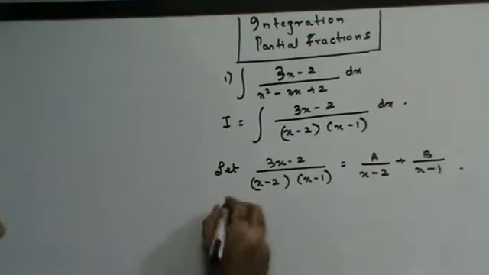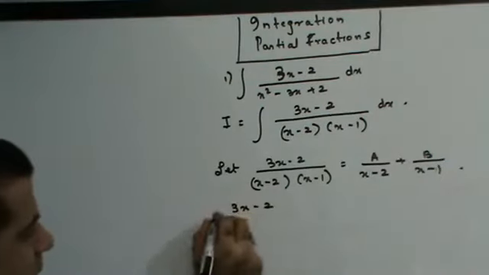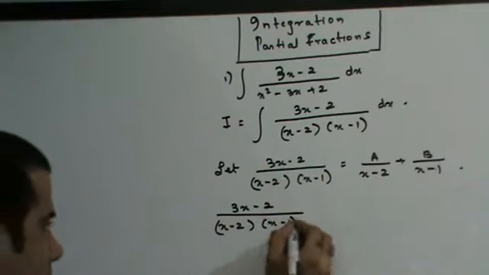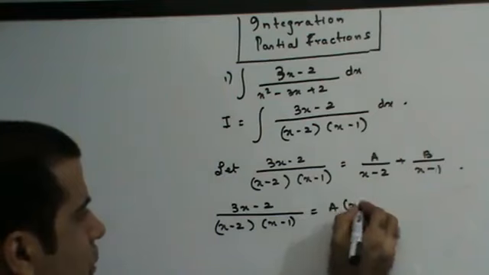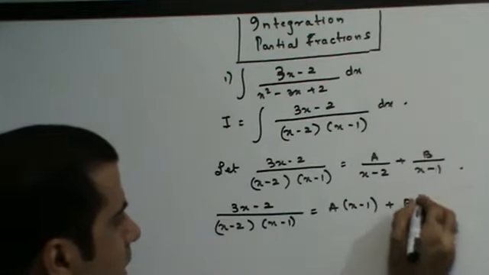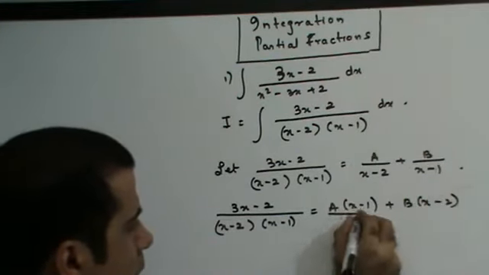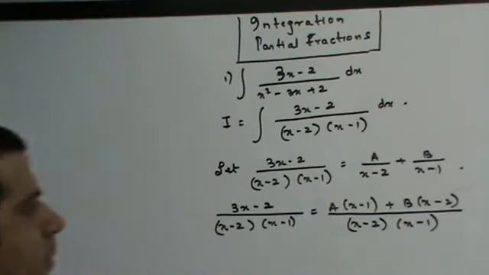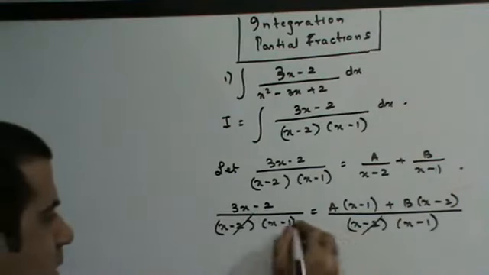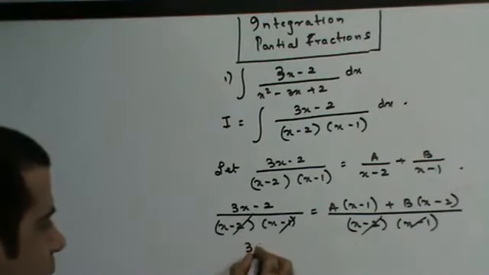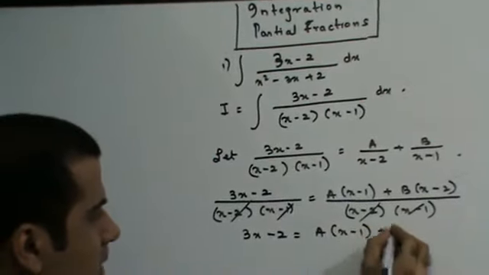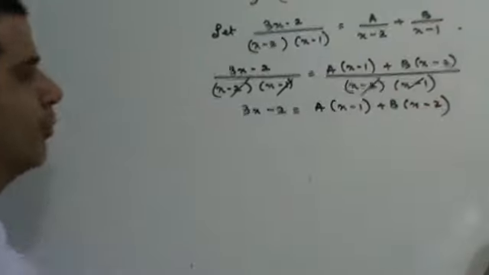So therefore I can say 3x minus 2 upon x minus 2, x minus 1 is a into x minus 1 plus b into x minus 2 upon x minus 2, x minus 1, the LCM. So cancel, cancel. Now comes the interesting part guys. Let's have a look at this: a into x minus 1 plus b into x minus 2.